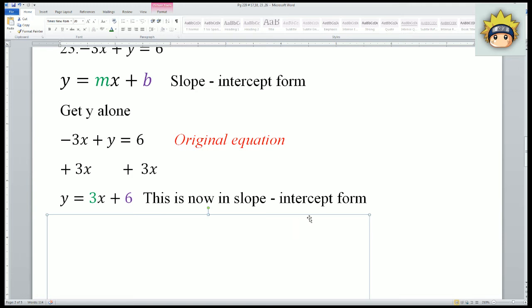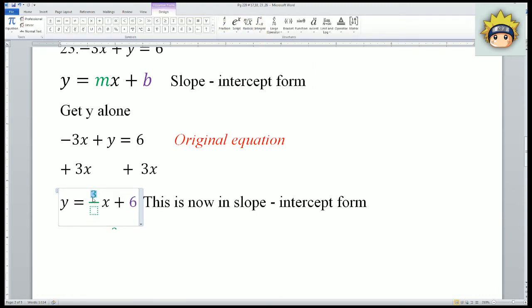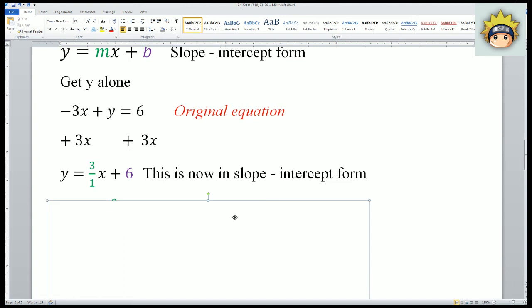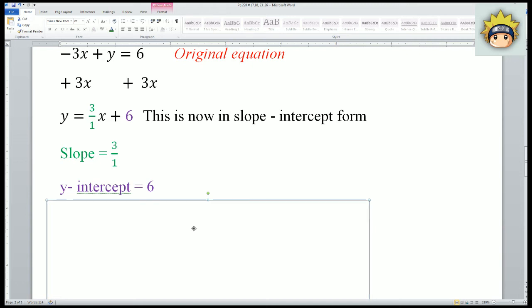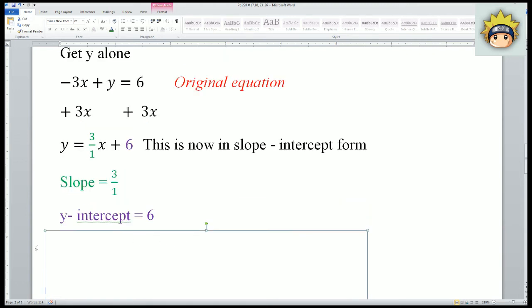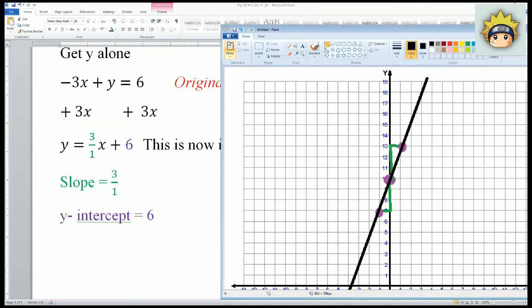This is now in slope-intercept form because I have my slope and I have my y-intercept. The only thing I would change here is I want the slope in fraction format, which is going to be 3 over 1. The reason I do that is it helps me see what is my change in y and my change in x. My slope is 3 over 1 and my y-intercept is 6. I'm going to use that information to help us graph.